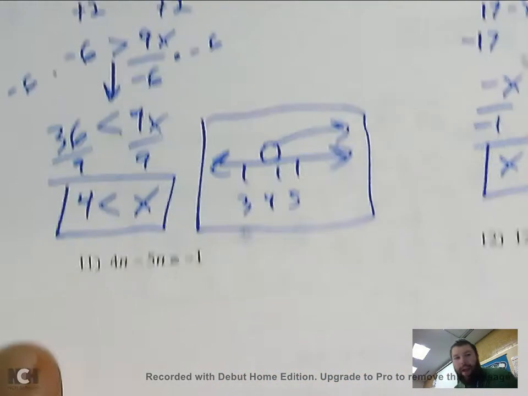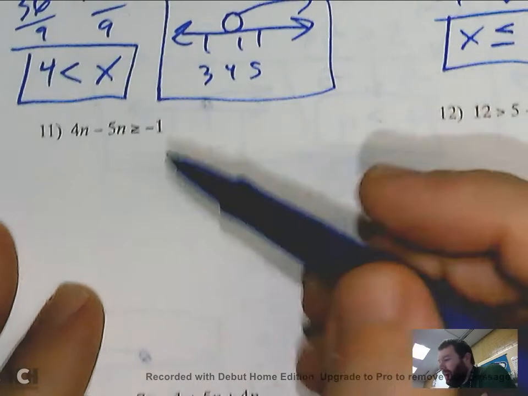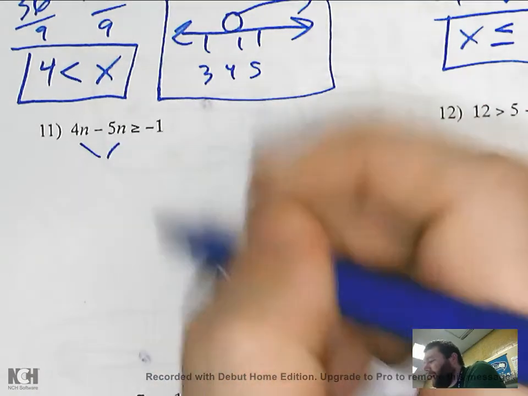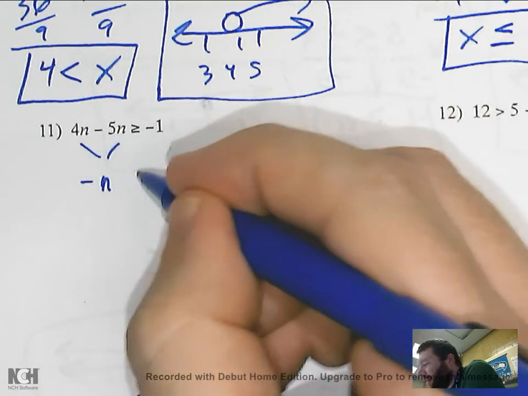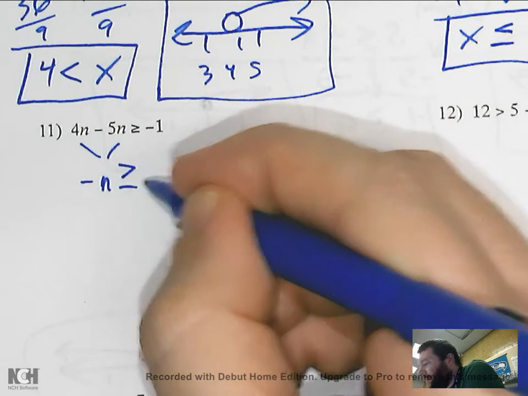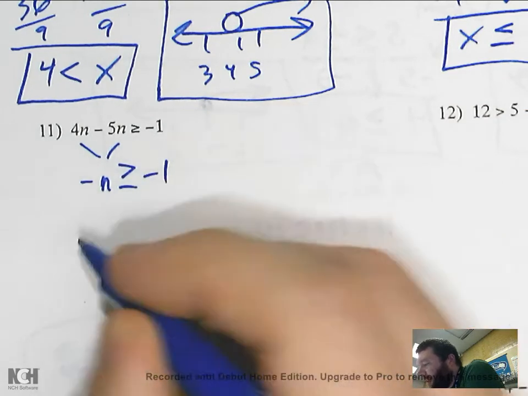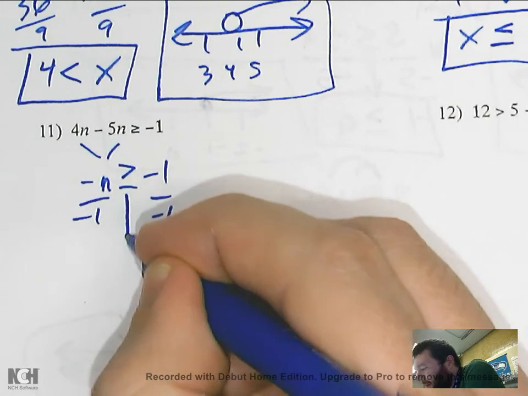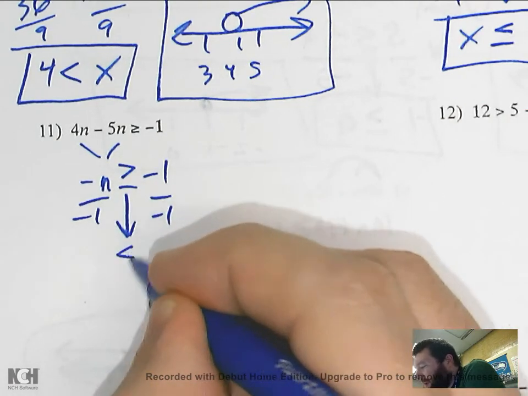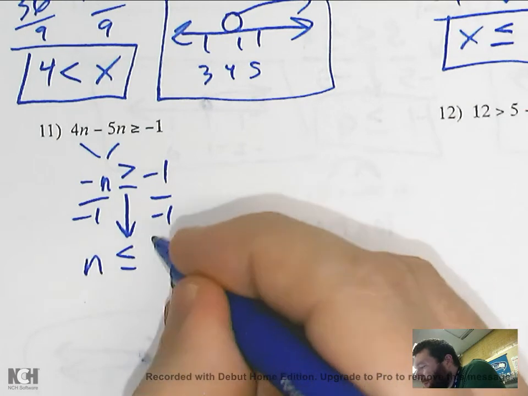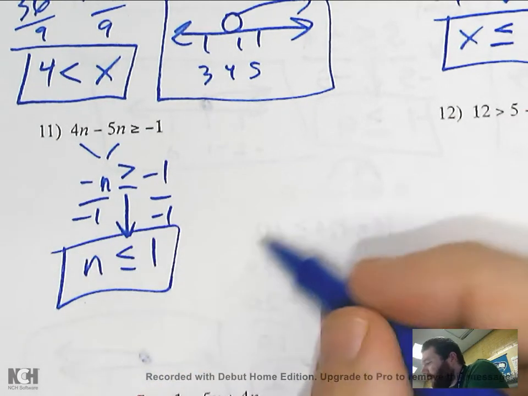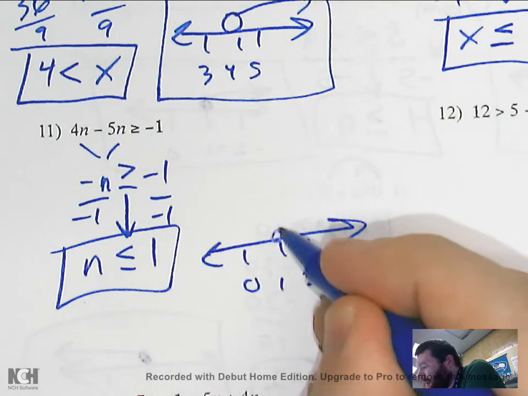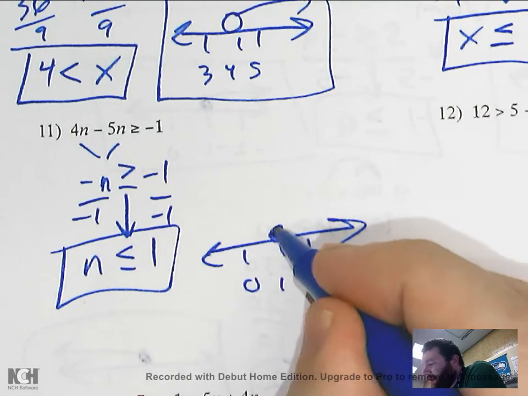Okay. Number 11. I've got two like terms here, so we're going to combine those first. So 4n minus 5n is -n, or 1n if you want to. It's greater than or equal to -1. So then to solve it, I would have to divide by -1 to each side. It's dividing by a negative, so it's going to flip the inequality sign and is less than or equal to a positive 1. And there's one answer. Then you do your interval notation, 0, 1, 2. It's going to be a closed circle, eating the number, so it's going to go to the left.